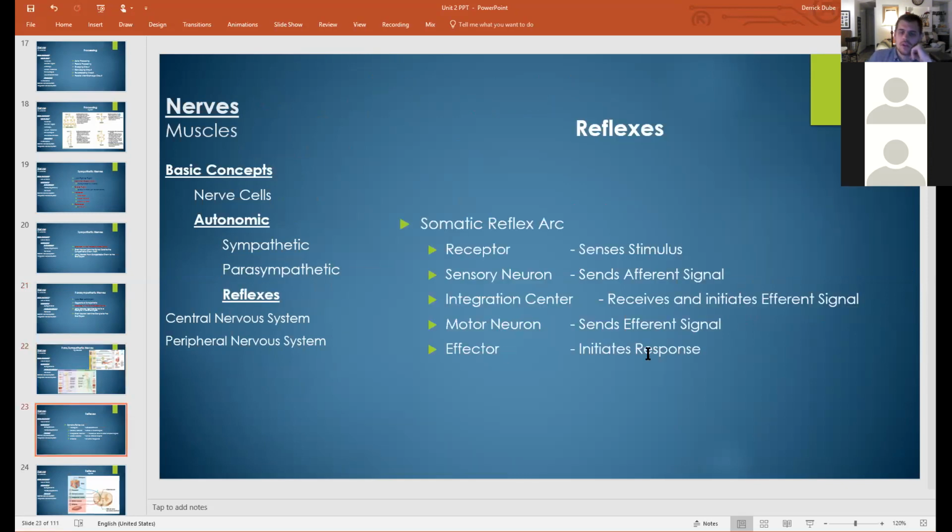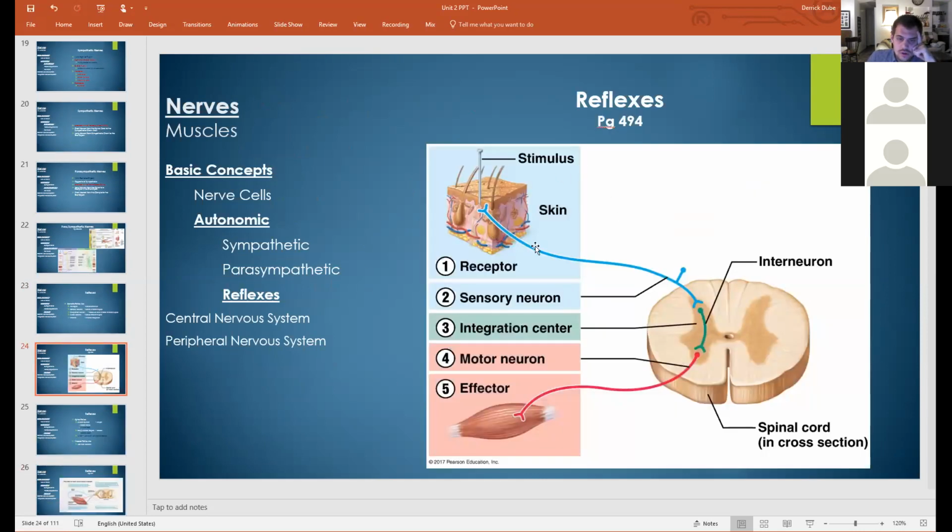Okay. Reflexes. Knowing about these reflex arcs, what's going on. You have here a receptor that's going to receive some kind of stimulus, and that's going to be from a sensory neuron, sensing things, and then this is going to go back to the spinal cord, and it's going to have an interneuron here.